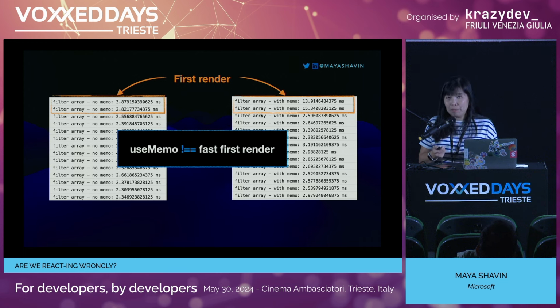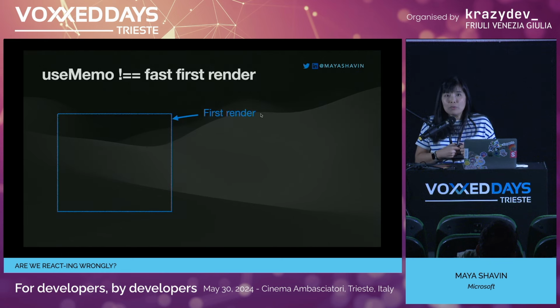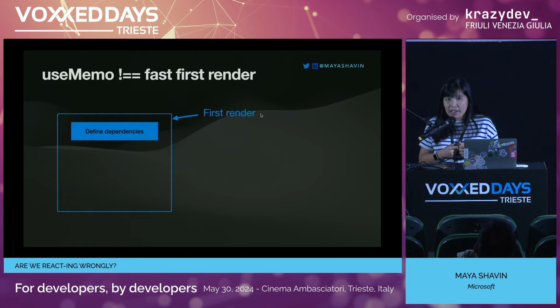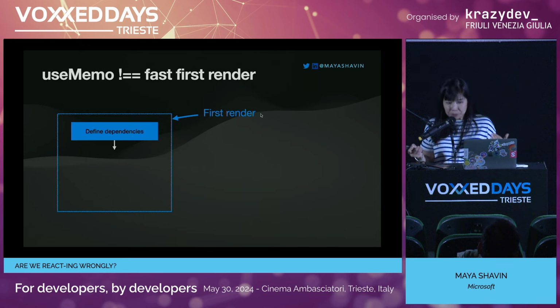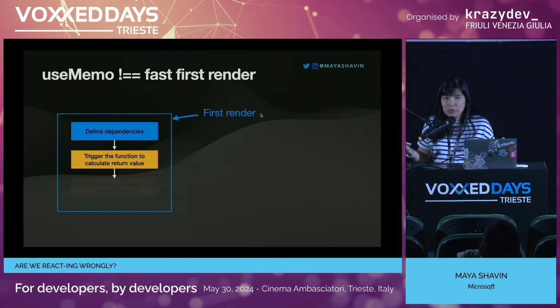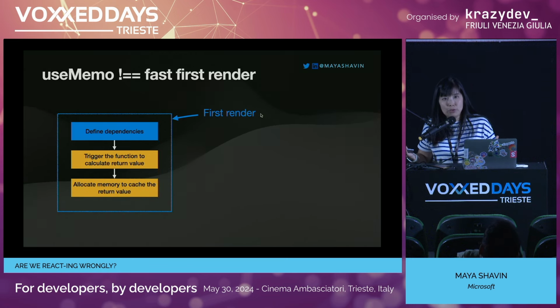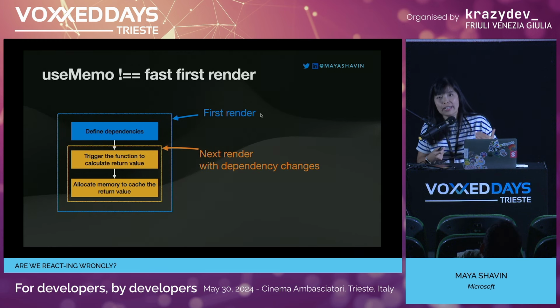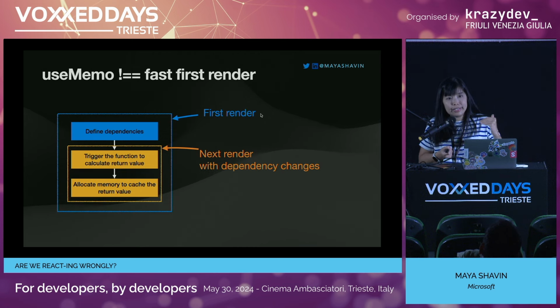So what actually happened in the first render? When we use useMemo, in the first render, React will define the dependency when it reaches the code block wrapped by useMemo. And then it will trigger the function to do the calculations and calculate the return value. And then it allocates memory to cache the return value for the next time. So if in the next render nothing changed, it will use the cached version. If something changed, triggering the function again and caching the return value again will happen.